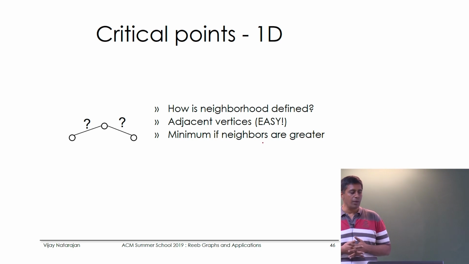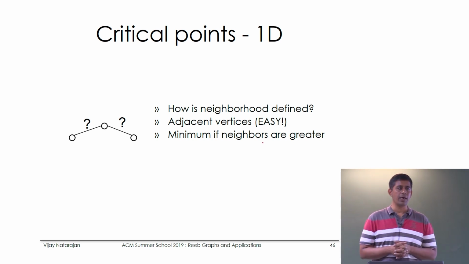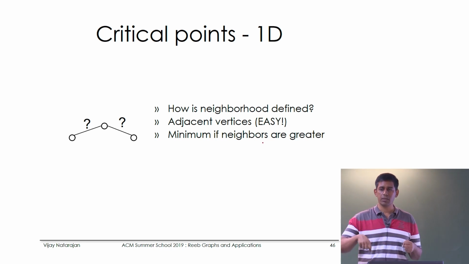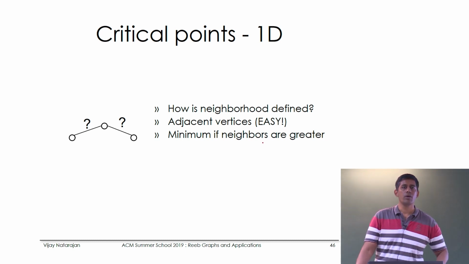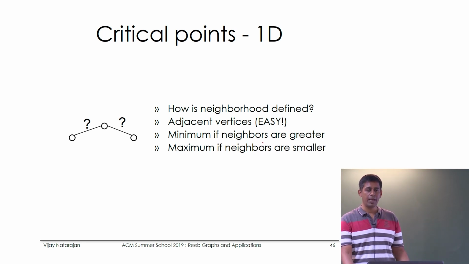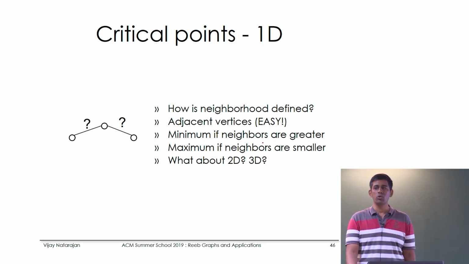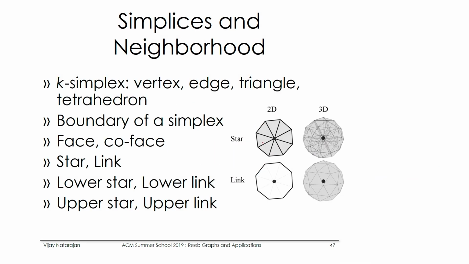In this particular case, when will you call this central vertex a minimum? If all the neighbors have function value greater than me, then I am a minimum. So that's a natural way to define a minimum in this discrete case. A maximum if all my neighbors are smaller. But how will you extend this to 2D, 3D, and how will you talk about other types of critical points? I don't want to define all these terms. Let's look only at the pictures and focus on those terms. The remaining is mainly for your notes for later.